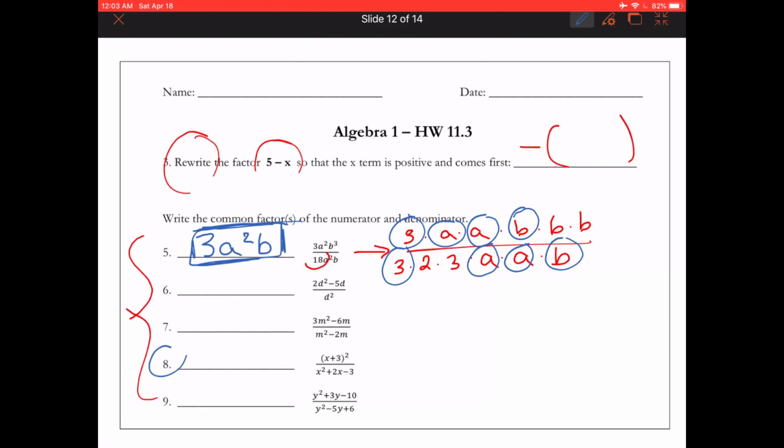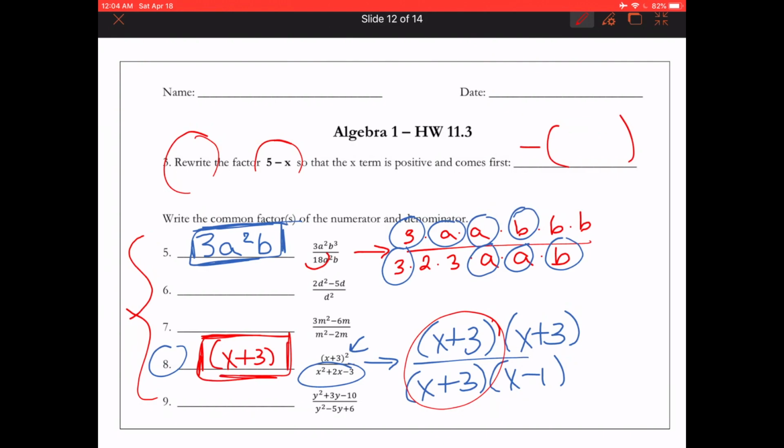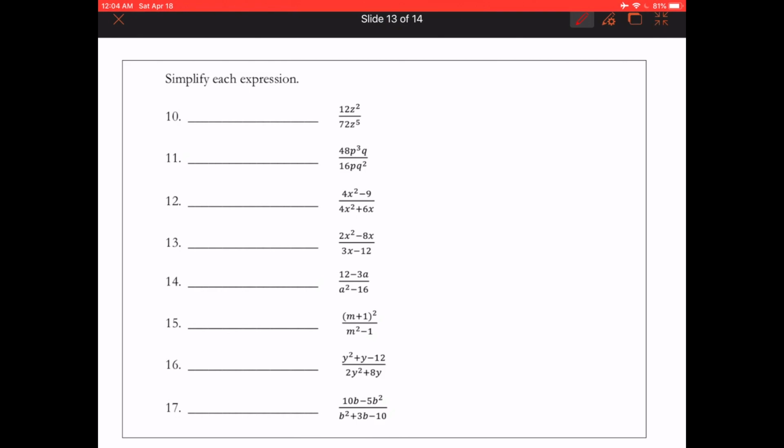Okay? For example, here in number 8, you would rewrite the numerator, x plus 3, x plus 3. The denominator, you would work backwards, x plus 3, x minus 1. So what is my common factor in number 8? My common factor is x plus 3. Does that make sense, guys? And I know I'm going over a couple problems here, but I want to make sure you really understand the directions. For the bottom half of the homework, this is simplifying. So this, you want to do the whole shebang, okay?